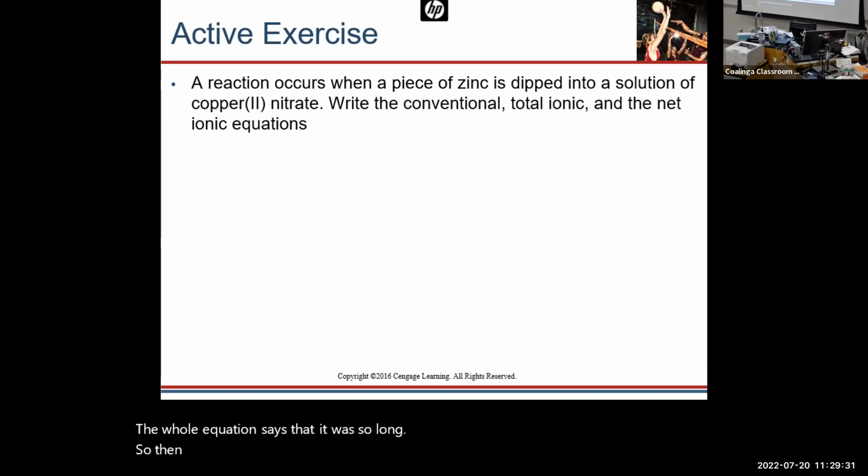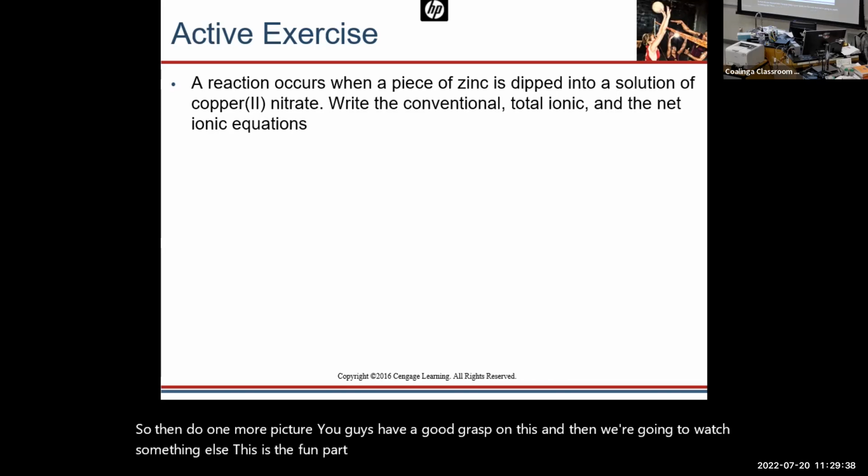One more, make sure you guys have a good grasp on this, and then we're gonna move on to something else. This is the fun part, actually. Very crucial for your exam.